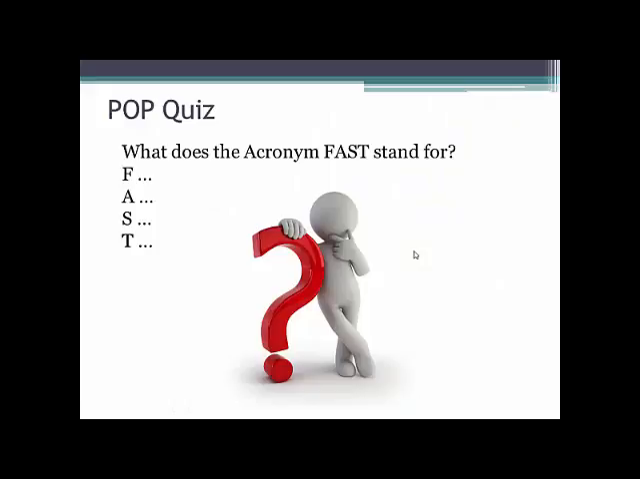So let's get back to what a stroke is and more about stroke issues. I just want you to take a second and try and remember what the acronym FAST stands for. Okay, so I'll give you a couple seconds to think about it.